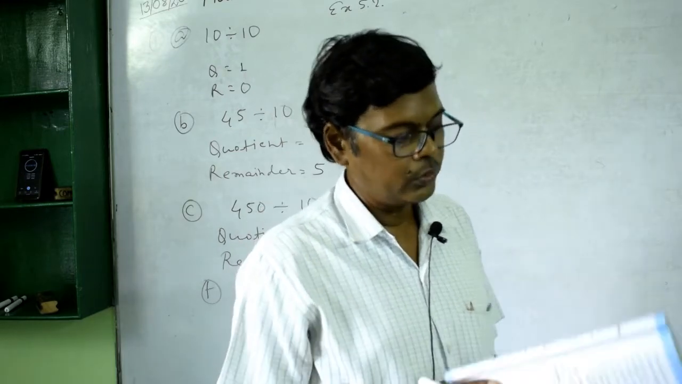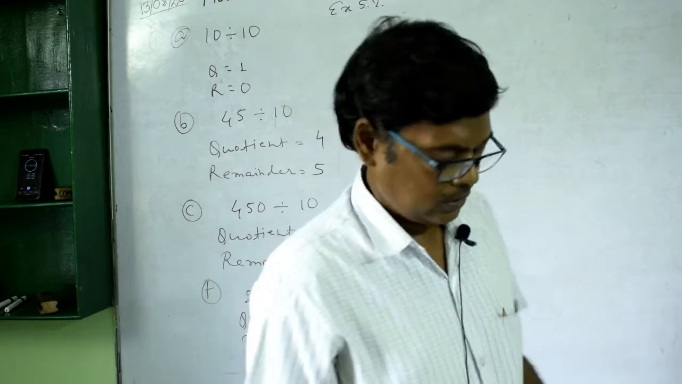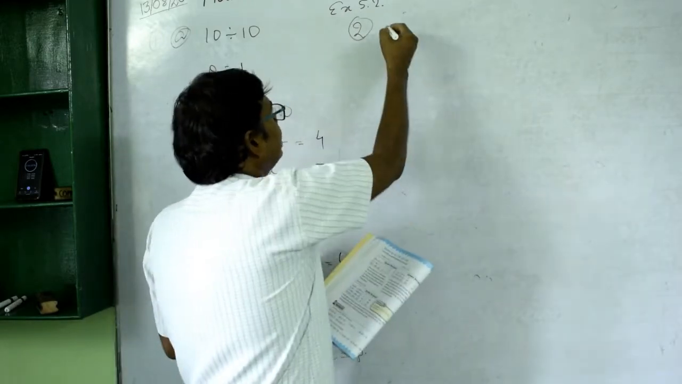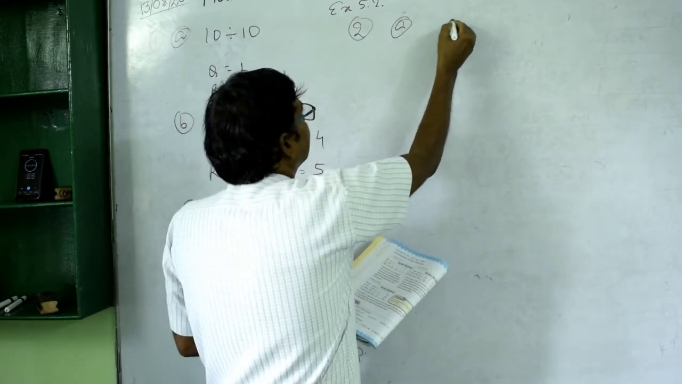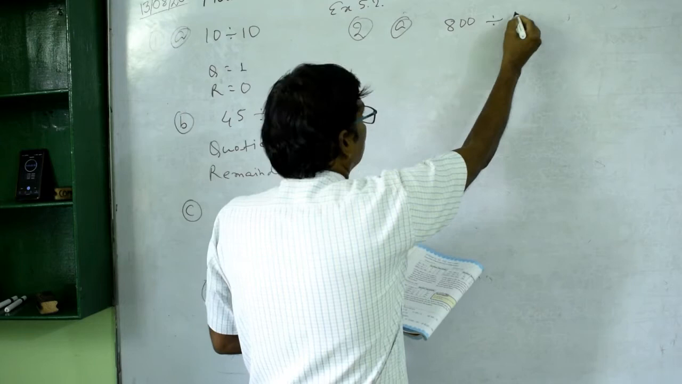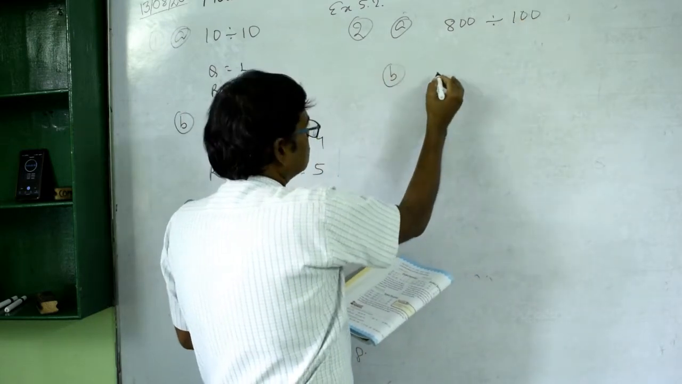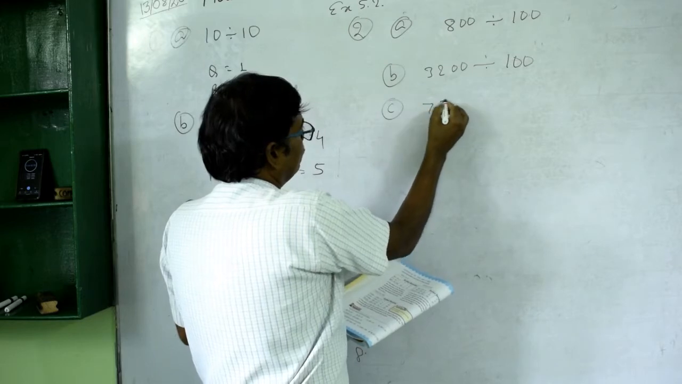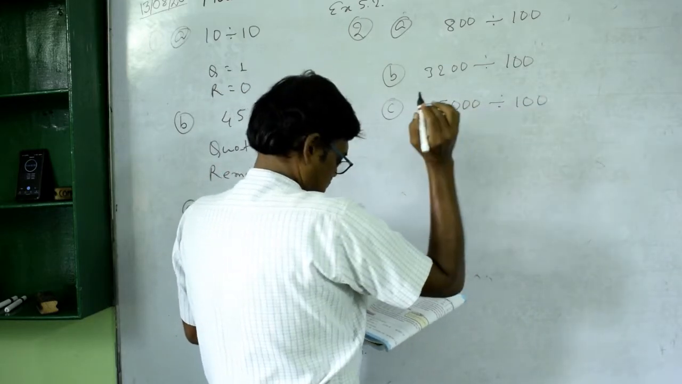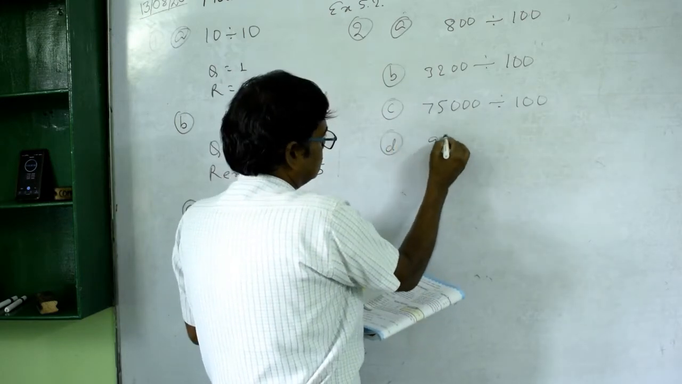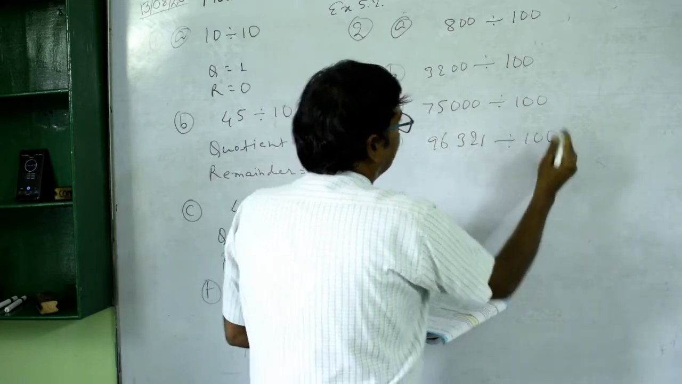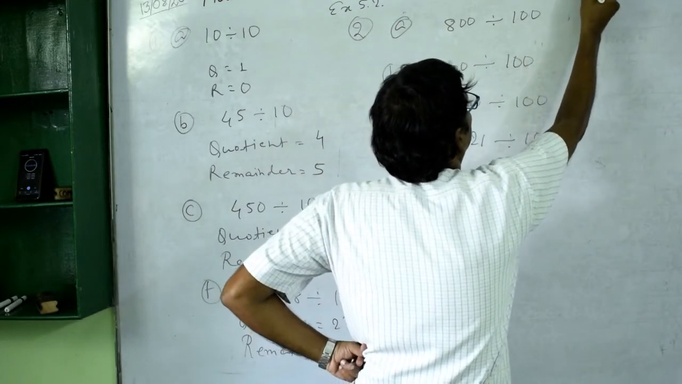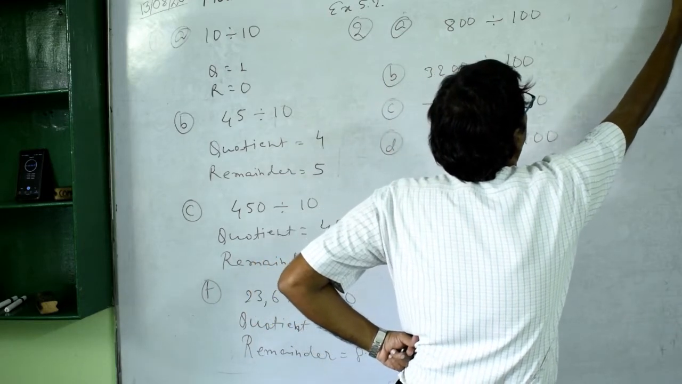So this is the way you can solve the questions. And in the next question also we have to do the same thing, and in the third question also. So here in question number 2, the first is A, 800 divided by 100, and the next question is 3200 divided by 100, C is 75,000 divided by 100, and D is 96,321 divided by 100. We have to find the quotient and remainder for this, so write quotient and then remainder.